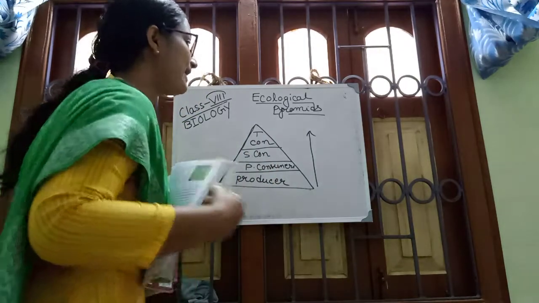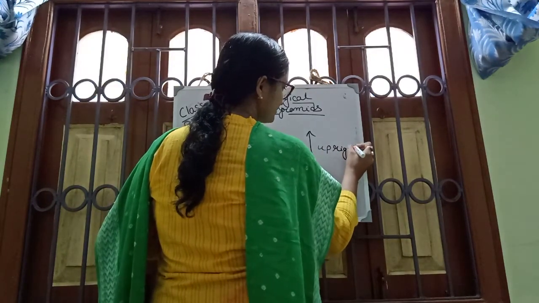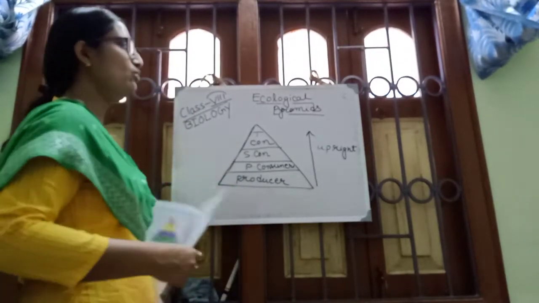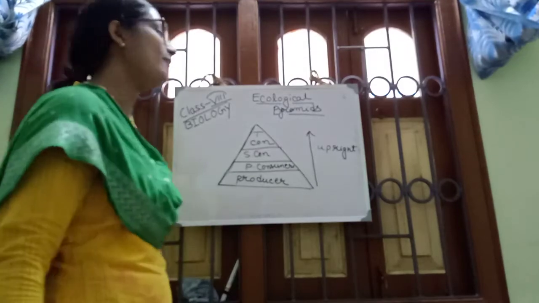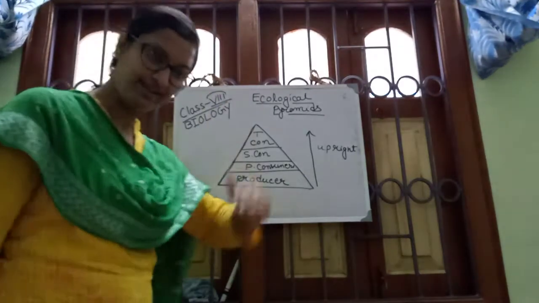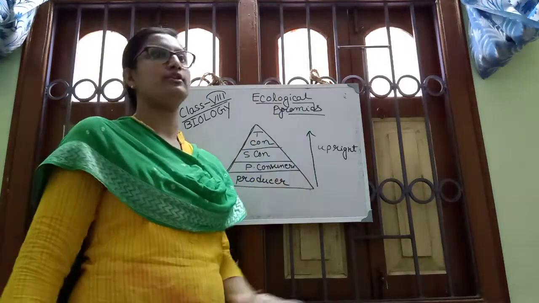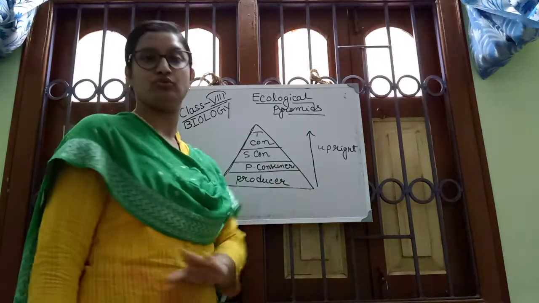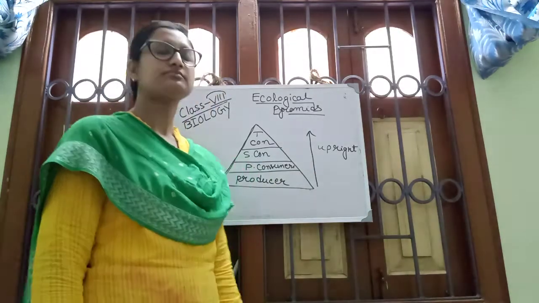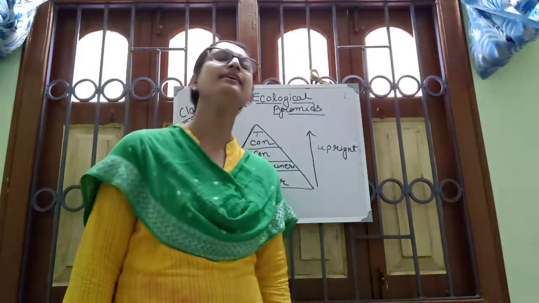This is the upright pyramid. Now, this concept is very easy, and only one pyramid, the pyramid of number, is given in your book. Where many numbers are present, that's why it is at the bottom. This is the upright pyramid. It is a very easy concept, and please learn this chapter properly at home.